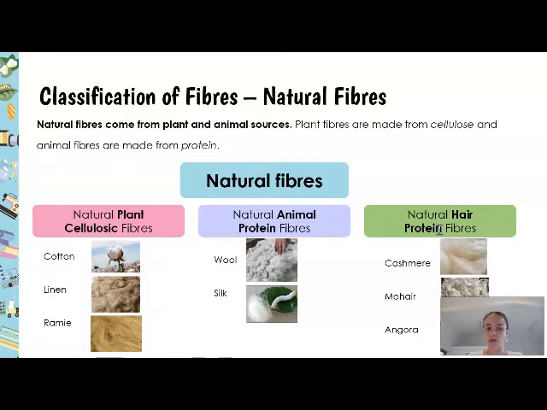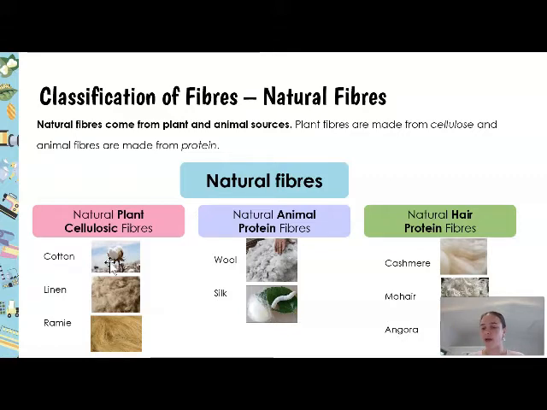Okay, so you are going to be asked in your work booklets to explain the difference between the three categories of natural fibres. Okay, so these three categories here, plant cellulosic fibres, animal protein fibres, and hair protein fibres, are your three categories of natural fibres. What are the differences between those things? Okay, so what you could write is that plant cellulosic come from the plants. Give examples, e.g. cotton, linen.